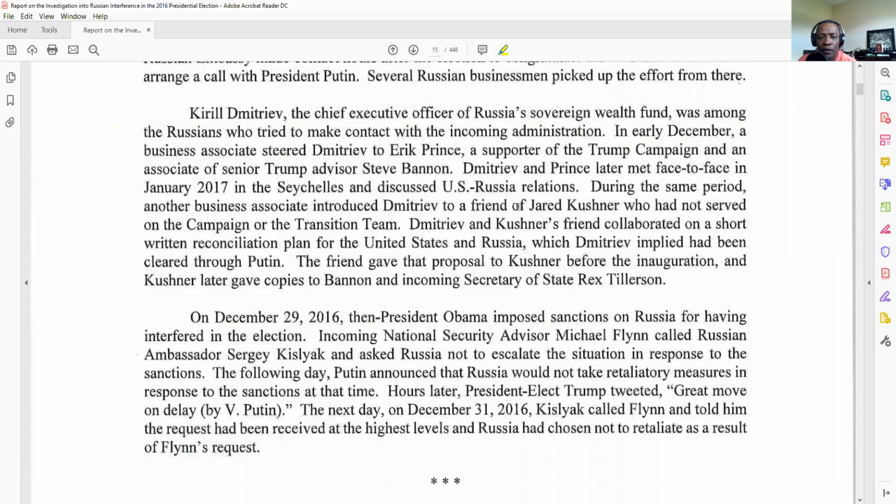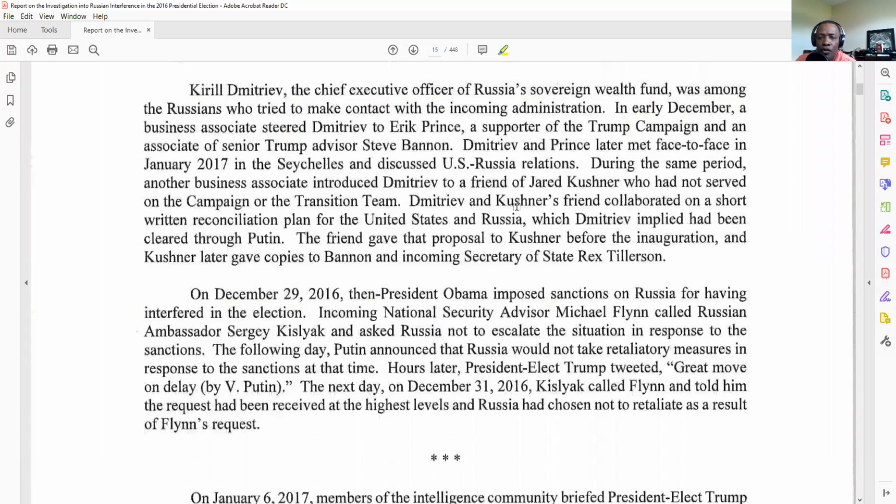Kirill Dmitriev, the chief executive officer of Russia's Sovereign Wealth Fund, was among the Russians who tried to make contact with the incoming administration. In early December, a business associate steered Dmitriev to Eric Prince, a supporter of the Trump campaign and an associate of senior Trump advisor Steve Bannon. Dmitriev and Prince later met face-to-face in January 2017 in the Seychelles and discussed U.S.-Russia relations.